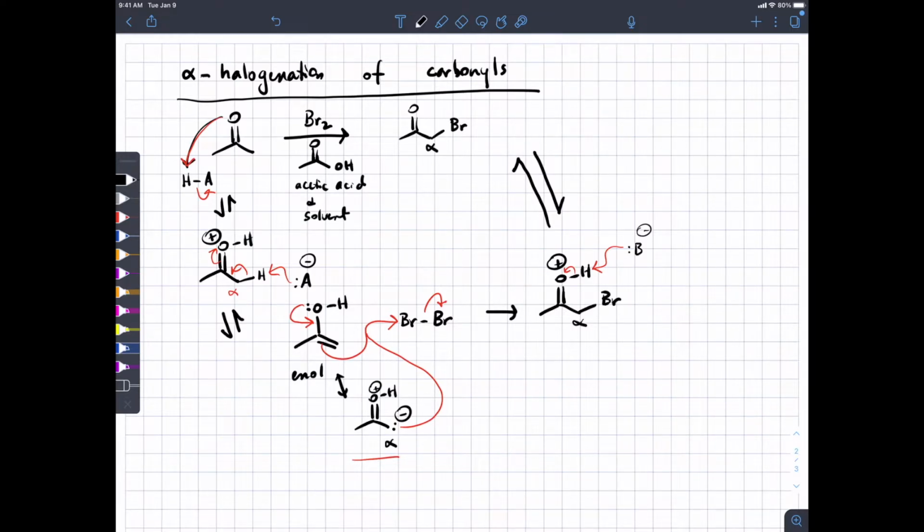Yeah? So if it weren't symmetrical, would it just go to more substituted? Good question. If it weren't symmetrical, would it just do more substituted? I think that's probably right because these are equilibrium steps, so you'd probably get the more stable enol. I don't recall your text focusing on that issue for this reaction.